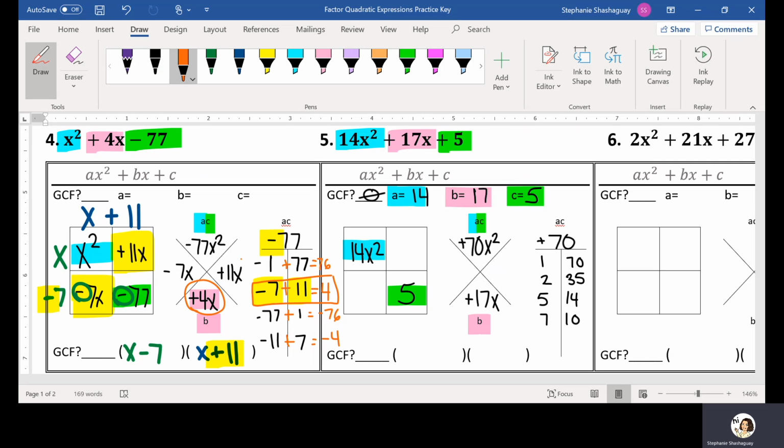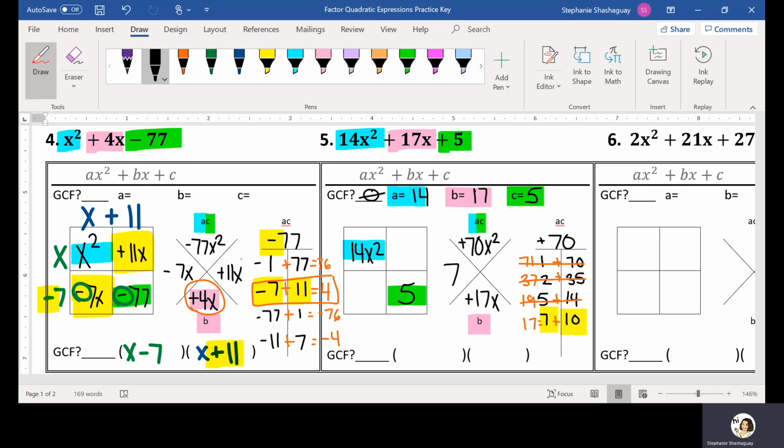Again, our B is positive, our A times C is positive, so I just need to add these together and determine which one gives me that B term. So 1 plus 70 is 71. That doesn't work. 2 plus 35 is 37. That doesn't work. 5 plus 14 gives me 19. That doesn't work. 7 plus 10 gives me 17. That means my factors are going to be 7 and 10.